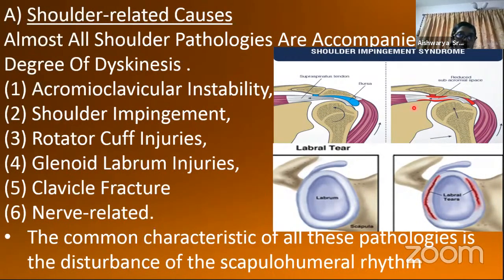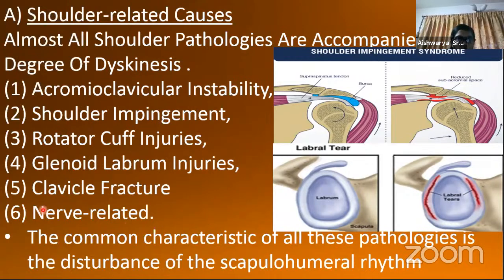Rotator cuff injuries. We all know that the rotator cuff muscles, which include the supraspinatus, the infraspinatus, the teres minor, as well as the subscapularis, along with the deltoid, form the dynamic stabilizing force couple for the shoulder joint. So when they are injured, when there is a tear or any kind of instability in the rotator cuff, then they are not able to hold the scapula in position, especially when it's moving, because they're the dynamic stabilizers, therefore causing abnormal movement of the scapula. Then the remaining three, the glenoid labrum injuries, clavicle fracture, and nerve related injuries, we will have a look at later.